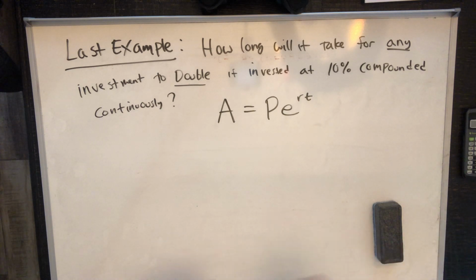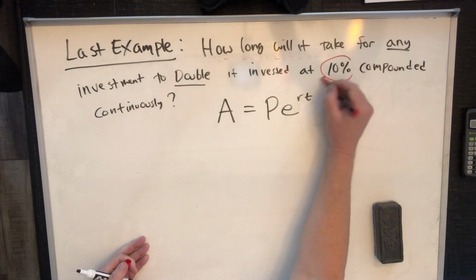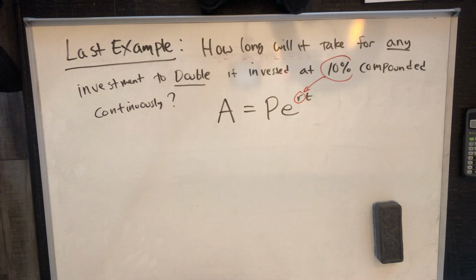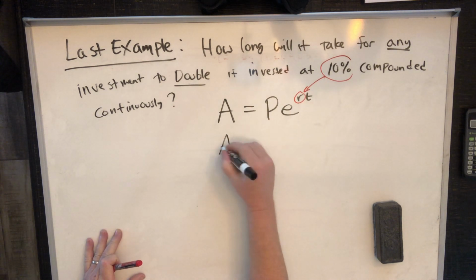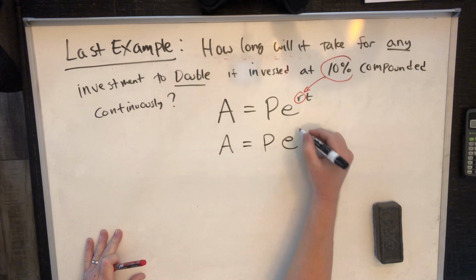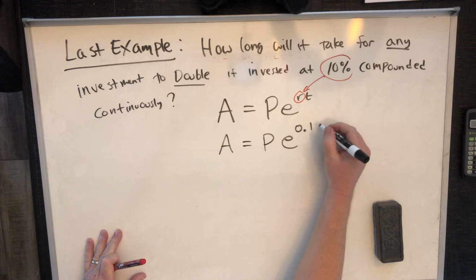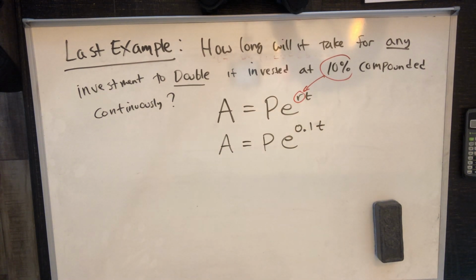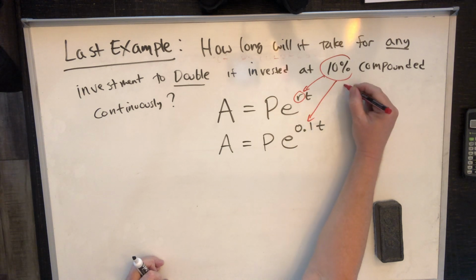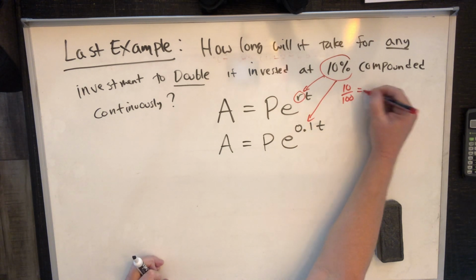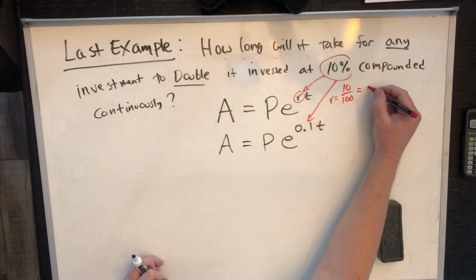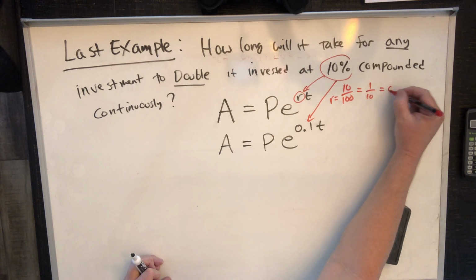So 10% is the only thing we're given, the interest rate. Should be 0.1. 10%, 10 over 100, 1/10, 0.1.